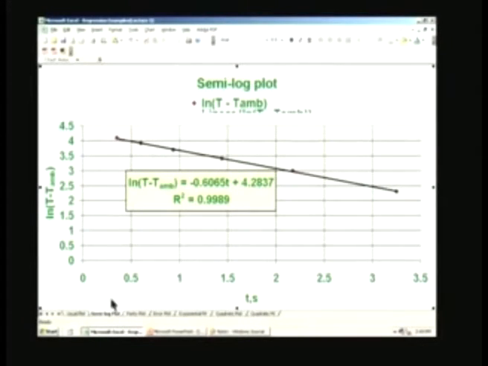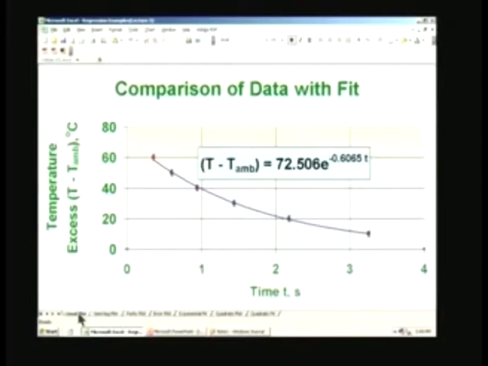In fact, what I did was, after doing the semi-log plot and finding what was the appropriate relationship, I have gone back and plotted that in the form of an exponential plot, because if you remember, if the semi-log plot shows a straight line relationship between the two quantities, the relationship between the two variables is exponential in nature. And in fact the exponential relationship is t minus t amb equal to 72.506. This comes from the constant and e to the power of minus 0.6065 t. This is the slope parameter and the constant, and the two of them are going to come out.